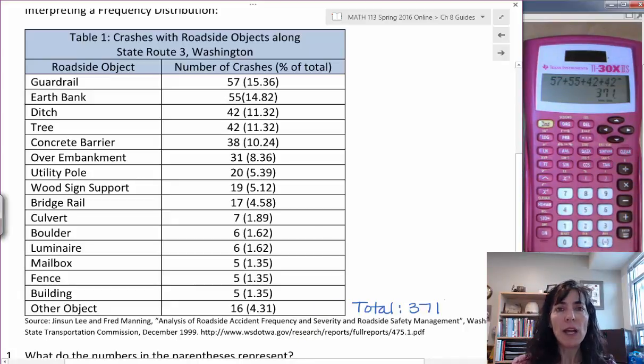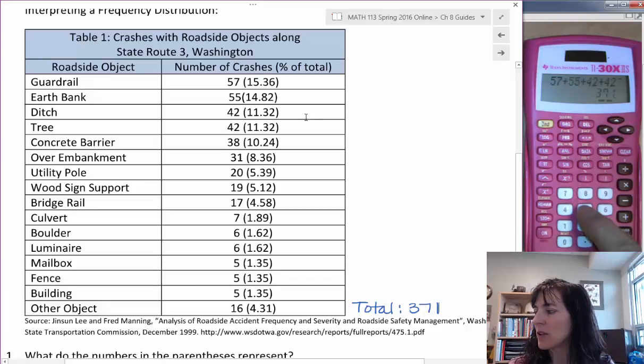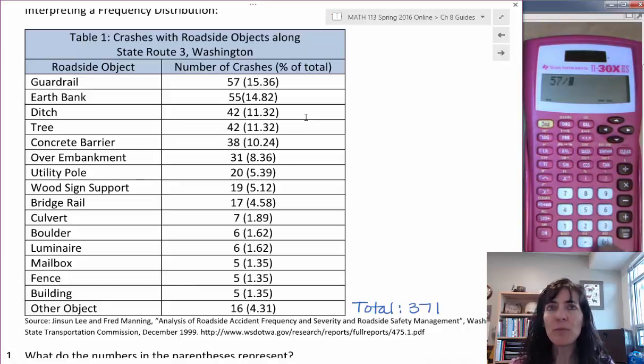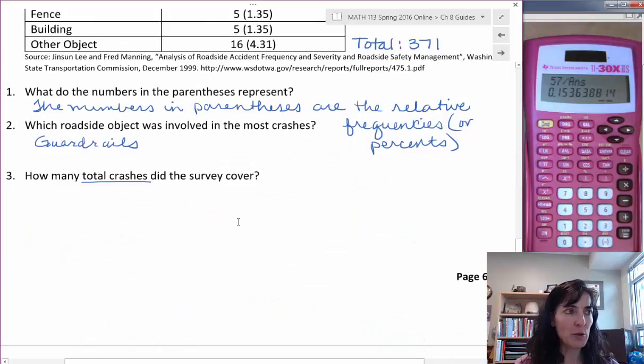371. And because I want to make sure I'm right, I'm going to do a little check and take the 57 divided by the 371 and see if my percent matches. So to do that, I can do 57 divided by answer, because the 371 was the last number on there, and I get 15.36. It's perfect. I can see that I would have to move my decimal over 2 places, and then it would be a percent, which matches exactly. So that gives me a good indication that I got the correct total here. So the total crashes is 371.